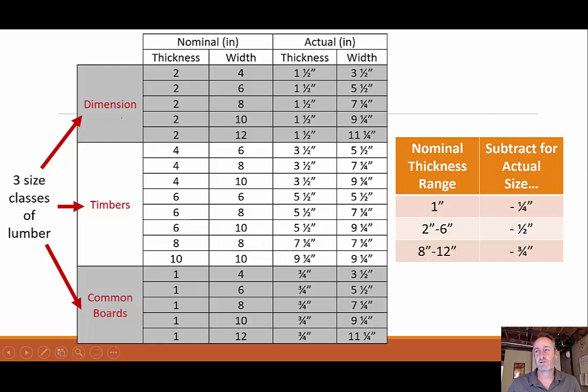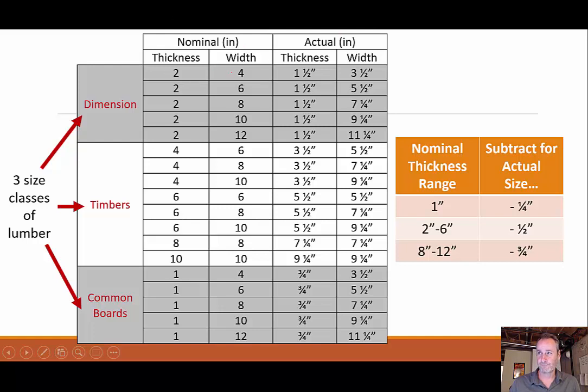We have dimensional lumber, which are your 2x4s, 2x6s, 2x8s, versus timbers, which are much larger: 4x8s, 4x10s, 6x10s, big, large structural members, versus common boards. Those are the much smaller boards, like a 1x4, at least skinnier in the one direction, right? So common versus dimensional versus timber. Now, this does show the nominal versus actual.